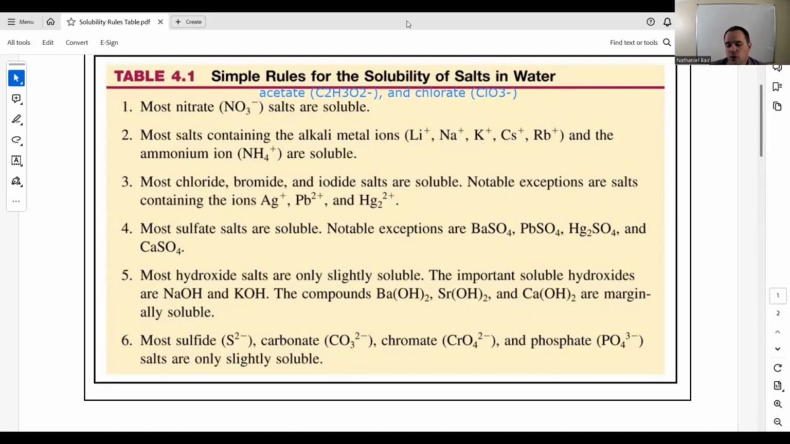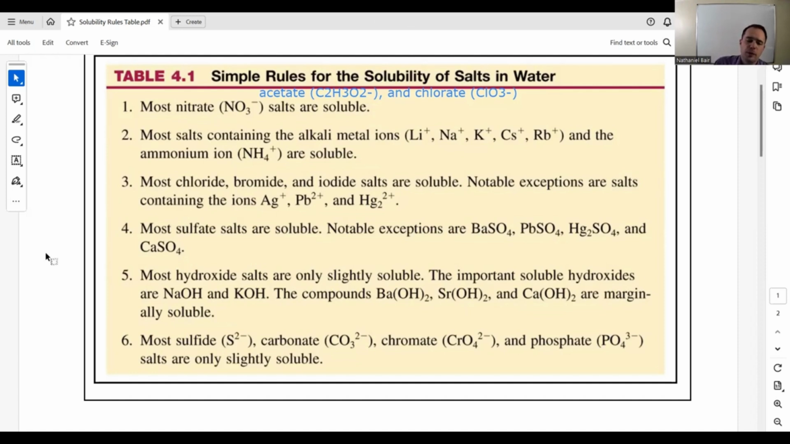Rule 2 says if your salt contains an alkali metal, which is group 1, make sure we know those family names: lithium, sodium, potassium, rubidium, cesium, francium, or the ammonium ion, NH4+, which is our only polyatomic cation, it's special, then it's also going to be soluble. So if you have an alkali metal or an ammonium ion, you could stop reading, and this thing is going to be soluble. It's going to dissolve. It will enter the aqueous state if you put it in water.